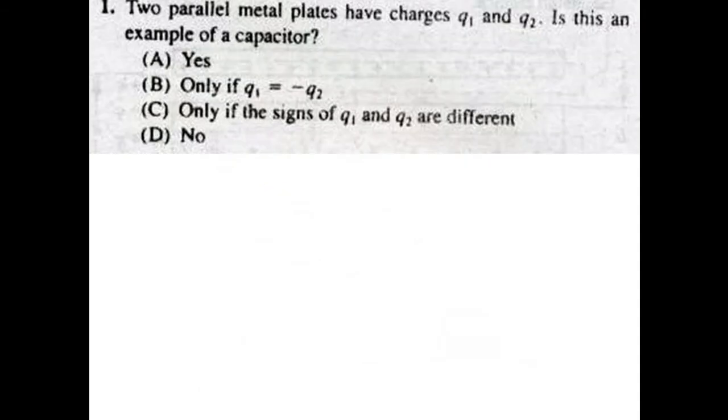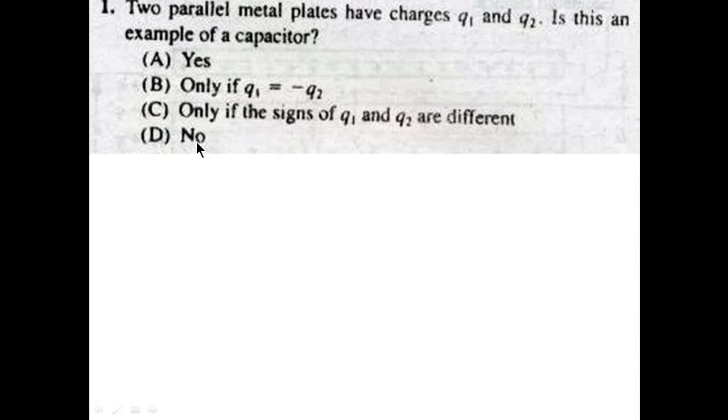So let's begin. Question number 1 is, two parallel metal plates that have charges Q1 and Q2. Is this an example of a capacitor? Option A is yes. Option B is only if Q1 is equal to minus Q2. Option C is only if the signs of the two charges are different. And option D is no.